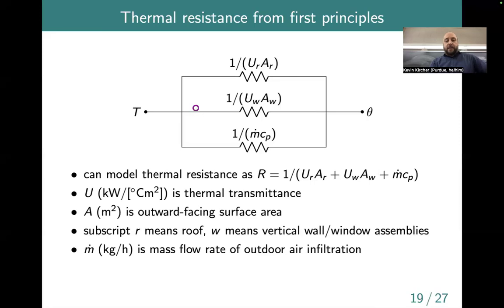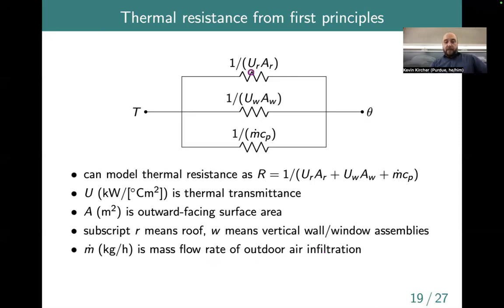And then there's another pathway that has to do with direct mass transfer of air between the indoors and the outdoors. Things like windows and walls are not perfectly sealed, so there's a little bit of air leakage between the inside and the outside around something like a window frame or a door frame. And we can associate a thermal resistance R with that pathway for heat transfer as well.